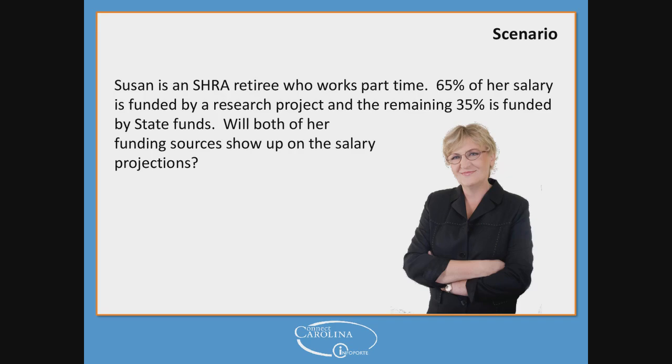This is a little bit challenging. So remember, Susan is an SHRA retiree, and she works part-time. So that is actually more of a factor right now than which funding sources cover which percent. So it's a little bit of a red herring there. Because she's a retiree and works part-time, that means she's temporary, and an SHRA temporary, and we're not doing projections for her. So I love the I'm not sure answer. That was very honest there. But the folks who voted no are correct in this scenario. So excellent. Good job. Thanks for doing the poll, everyone.